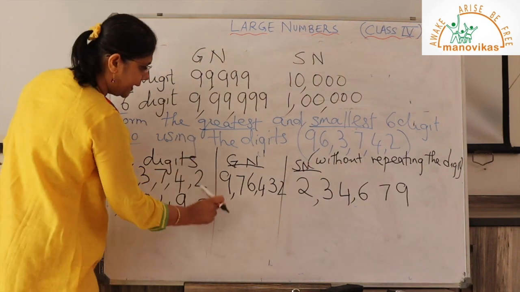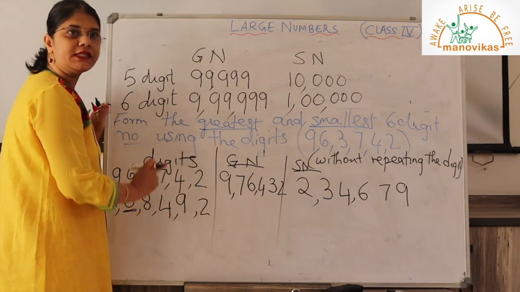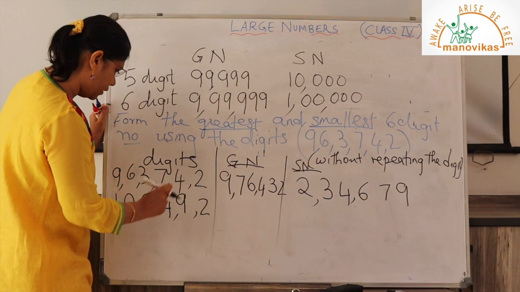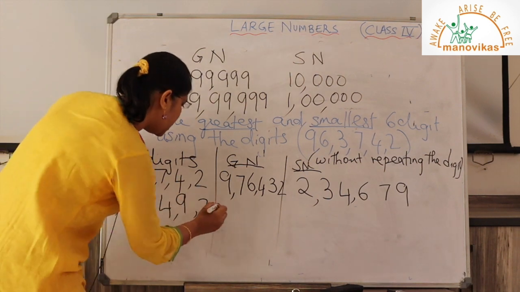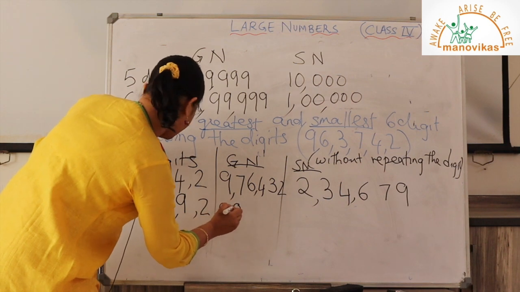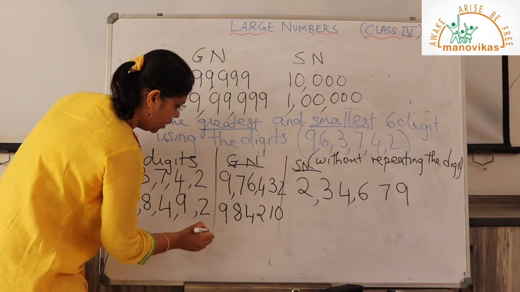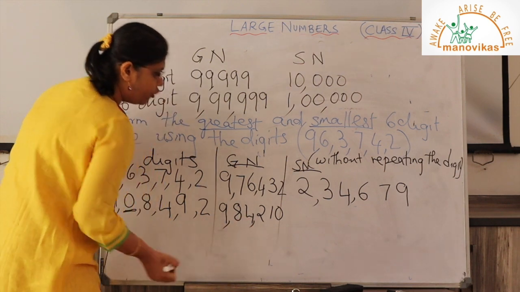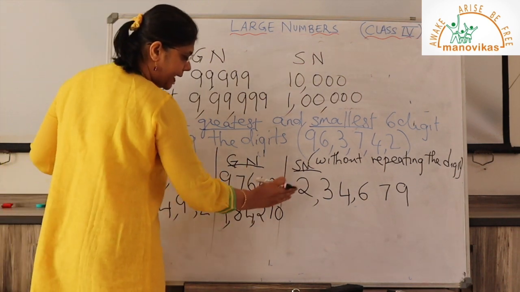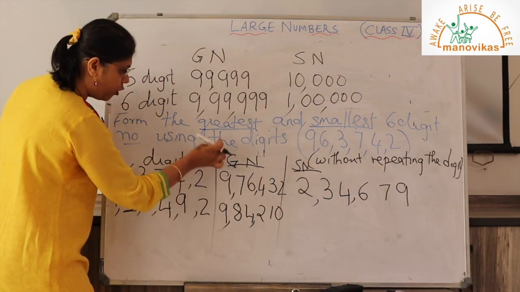So to make the greatest number, first write the digits in the descending order. So which is the descending order here? 9 first, 8, then 4, 2, 1, 0. So, 9,84,210 is the greatest 6-digit number formed.